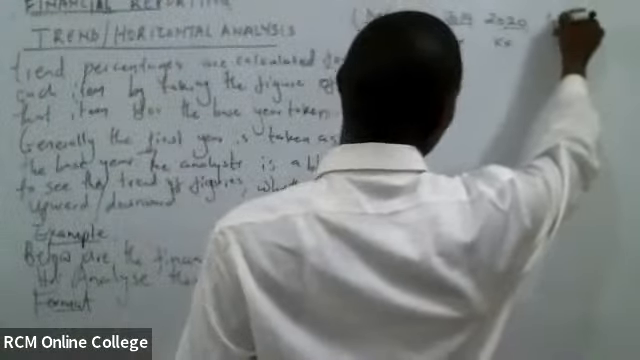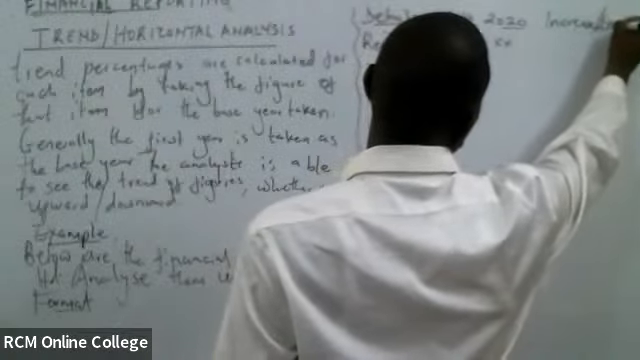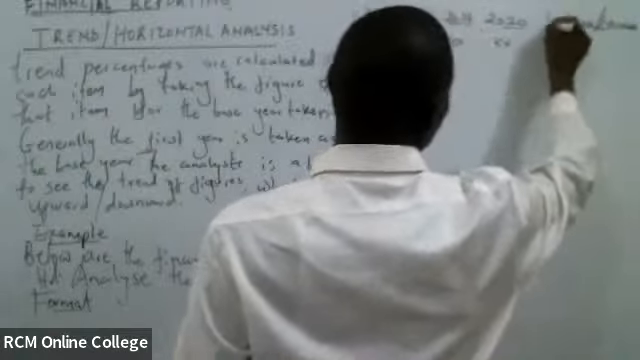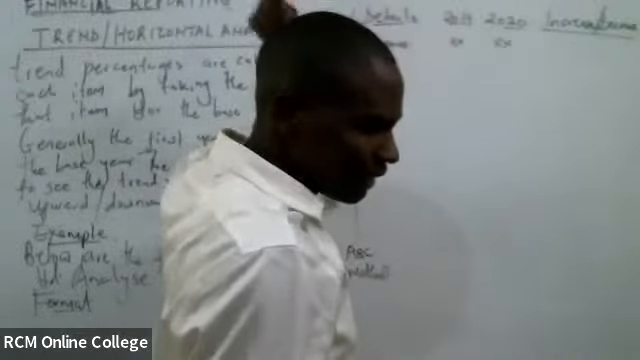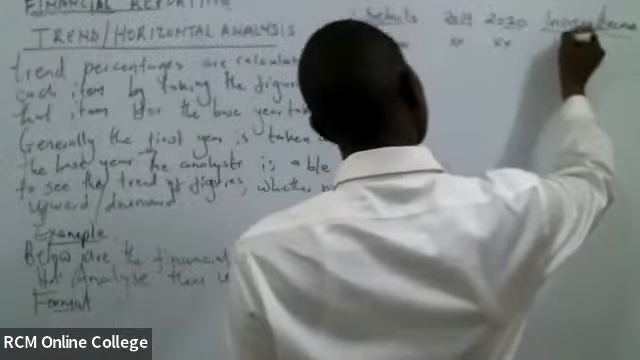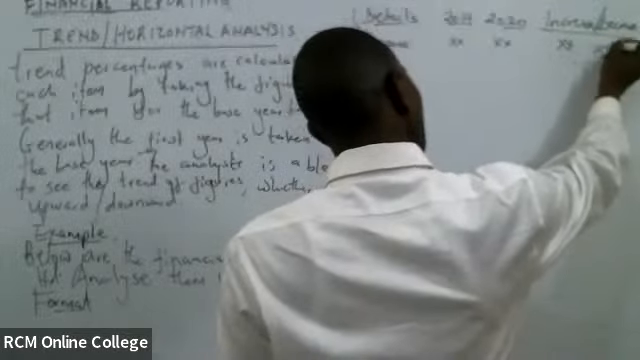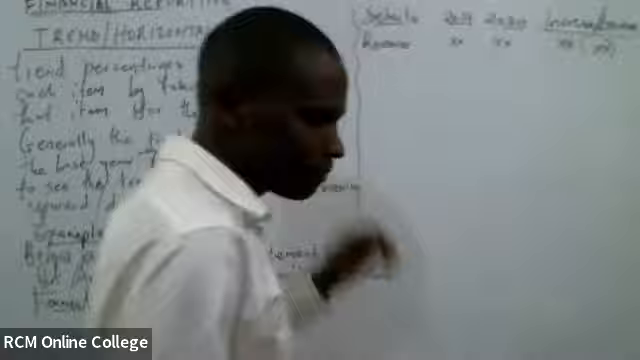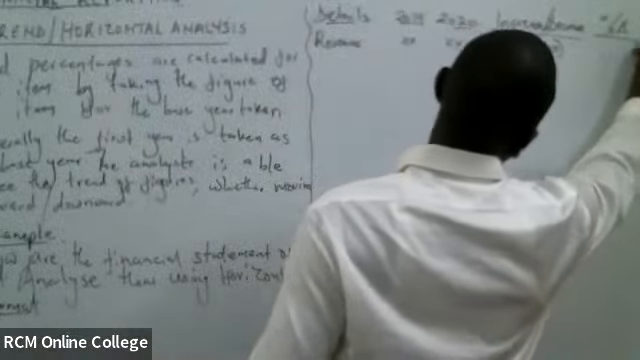Then you say whether there was an increase or decrease. Compare between this and this, was there an increase or decrease of revenue? Here, if it is an increase you put positive; if it is a decrease, you show it here as negative, you put a bracket if it is a decrease. Okay. And then at the end we put the percentage change.